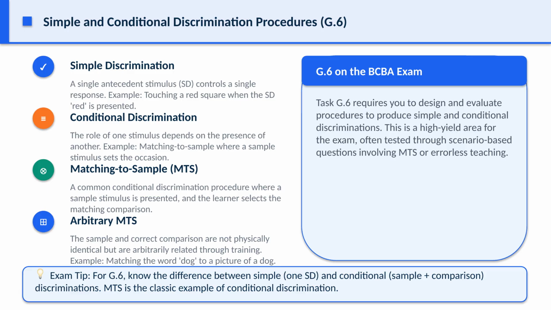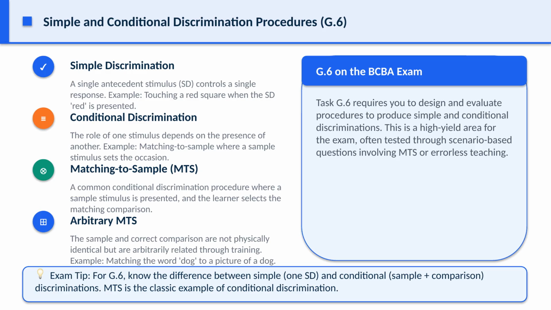On the BCBA exam, you must distinguish between simple and conditional discrimination procedures, as they form the foundation of stimulus control. In simple discrimination, a single antecedent stimulus, like the spoken word red, directly controls a specific response, such as touching a red square. Conditional discrimination is more complex. The function of one stimulus depends on another, as in matching to sample, MTS. Here, a sample stimulus sets the occasion for selecting a matching comparison.